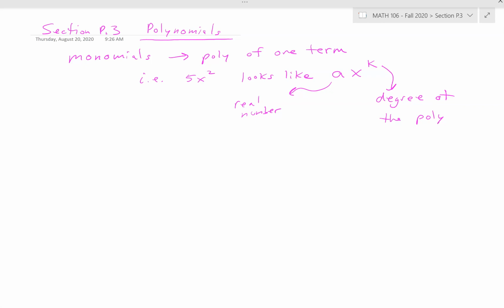So in my example of 5x squared, that would be degree 2. Now, certain degrees have names. Does anyone know what's the name of a degree 2 polynomial? Anyone know? A degree 2 polynomial has a name. Anyone? Take a stab? You'll know as soon as I say it. Have you heard of the term quadratic before? Yeah, right. So a degree 2 polynomial is a quadratic.